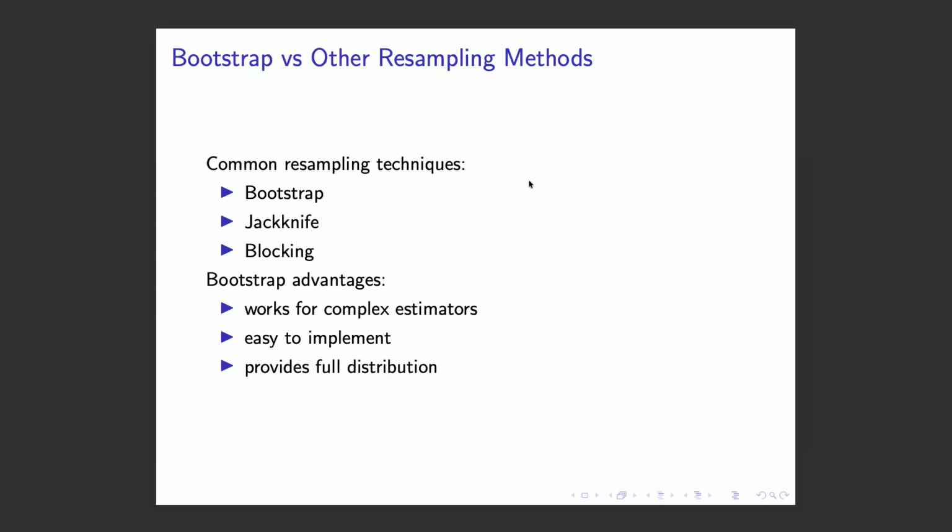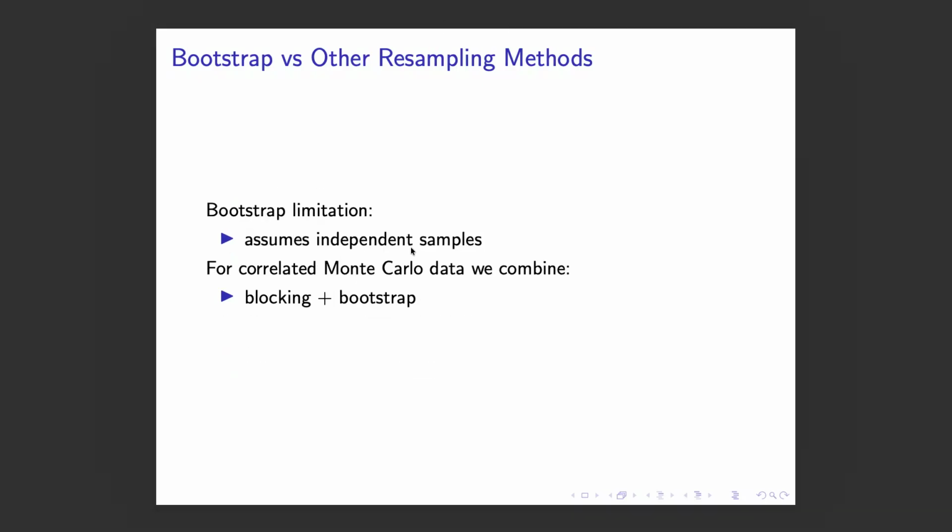So if you think of this compared with many other methods, the advantage is it works pretty easily. It's easy to implement. It often provides a full distribution. However, it's typically used for smaller data sets, often of the size of 1,000 to 100,000. It has some limitations, in that it assumes independent samples.